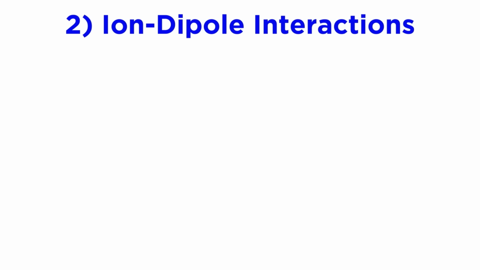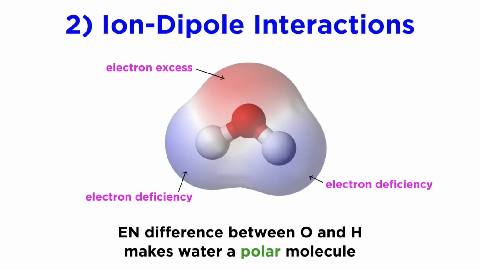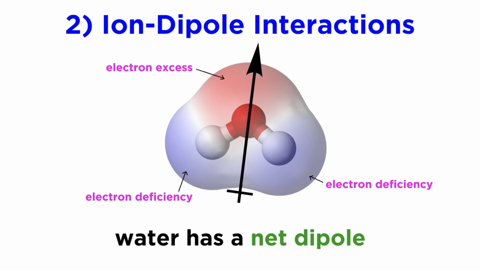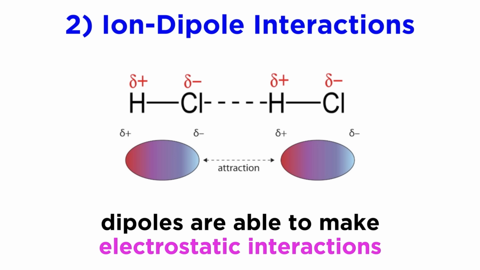Next, we have ion-dipole interactions. So first we must recall what a dipole is. The covalent bonds in a water molecule are polar because oxygen is more electronegative than hydrogen and will pull the electrons in the bond towards itself. Because of the bent shape of the molecule, when we combine these vectors, we see that water has an overall dipole, or a side of the molecule with some electron excess and a side with electron deficiency. Dipoles can make electrostatic interactions because the partially negative side is attracted to positive charges and the partially positive side is attracted to negative charges.